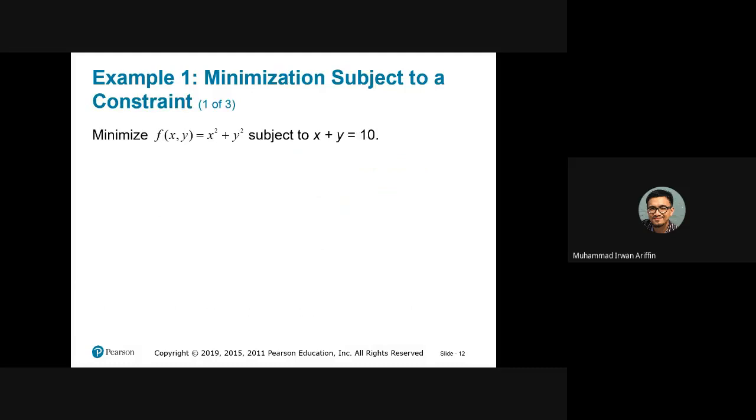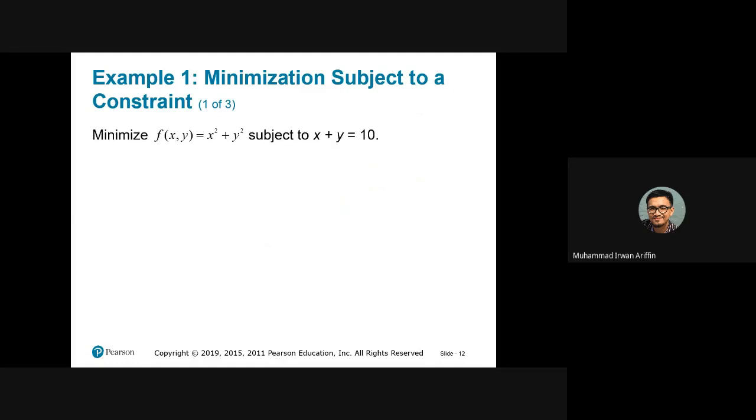Okay, so let's continue with this example, minimization. So let's say this is the information given, where we want to minimize this objective function, subject to a constraint. So we have f, which is a function of two variables, x and y, subject to x plus y equals 10. So step number one. So how do we do this? Step number one would be to summarize the information, to write the problem in a proper way.